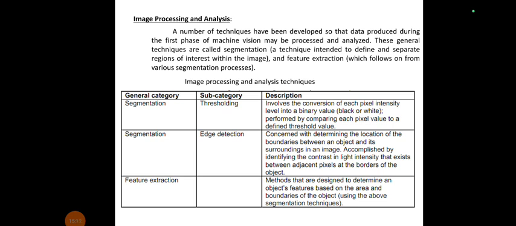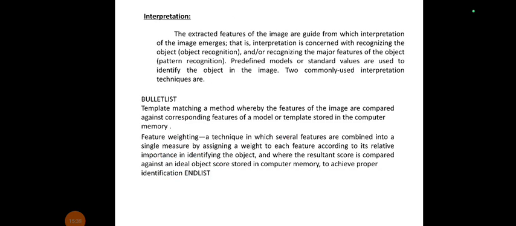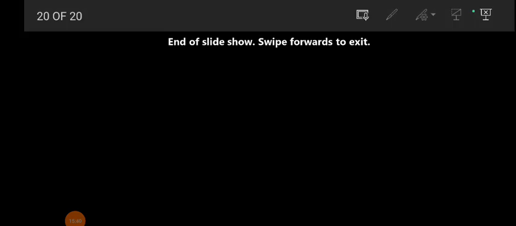A number of techniques have been developed so that data produced during the first phase of machine vision may be processed and analyzed. These general techniques are called segmentation. So, image process analysis techniques. See the block diagram table: general category, subcategory, description. So this is the computer aided quality control. Thank you.